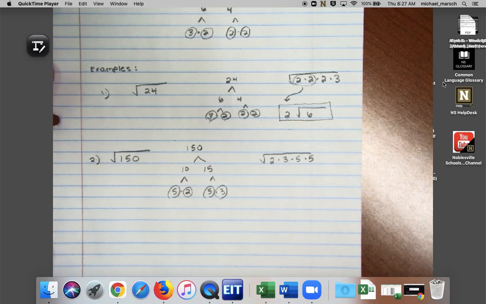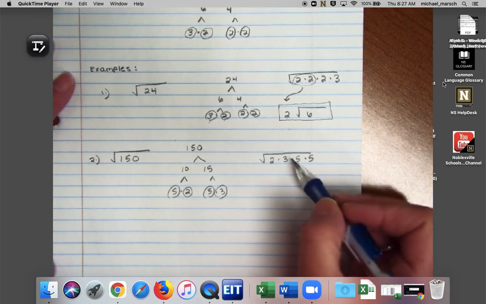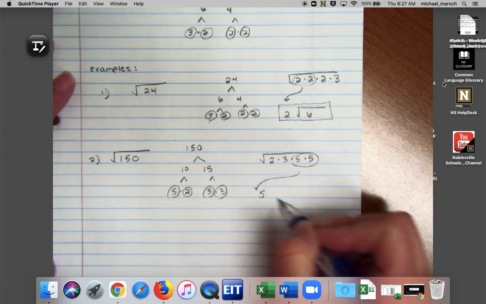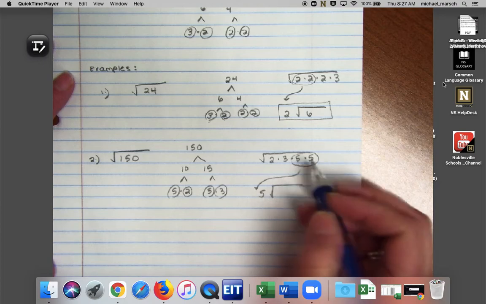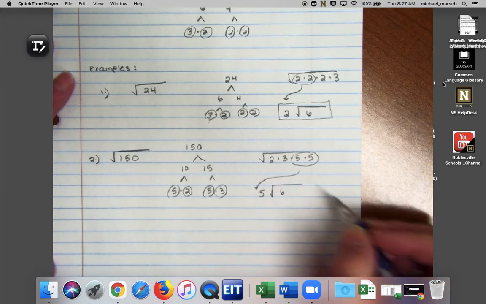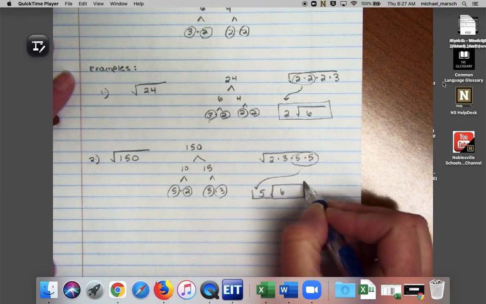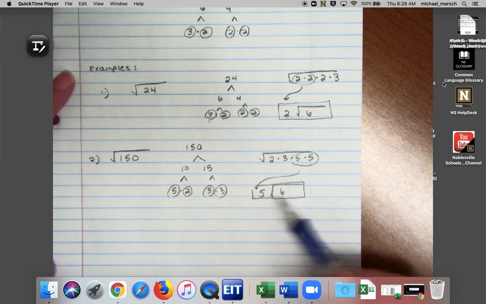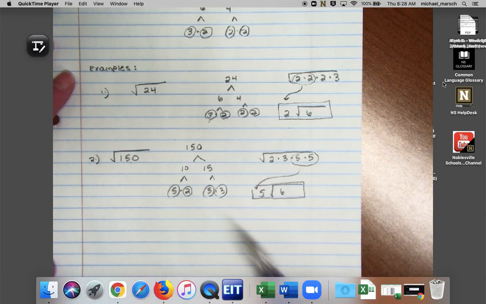I'm going to look for a pair. Well, these 5s are a pair. So these 5s are now a single 5 on the outside, and I'm left with 2 times 3. So there's my answer. And if somebody saw this, they would say, well, this must have started out as 5 times 5, which is 25. 25 times the 6 gets me back to this 150 under here.